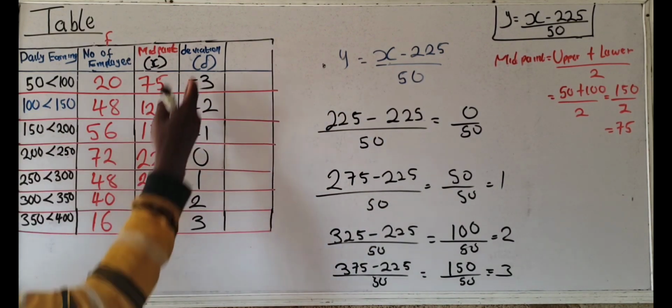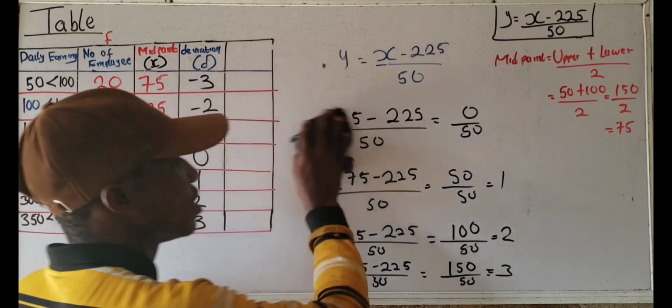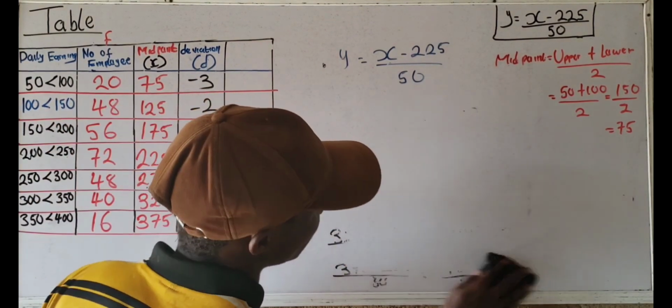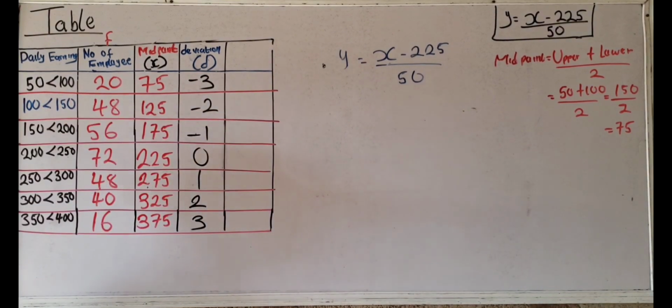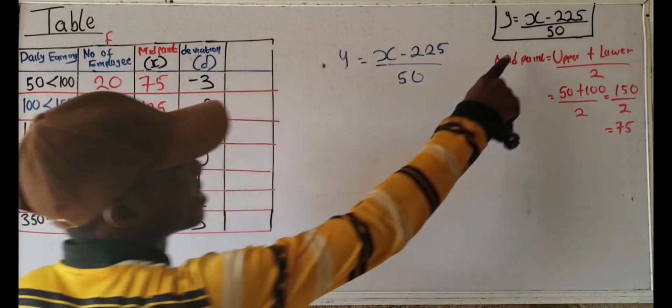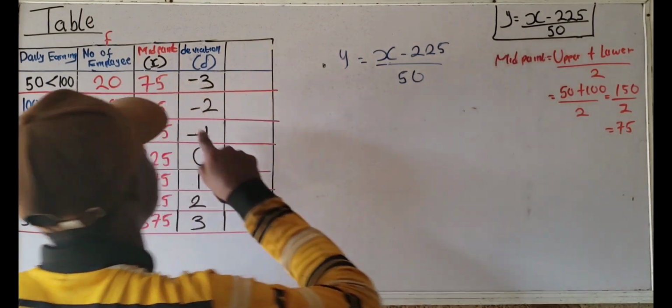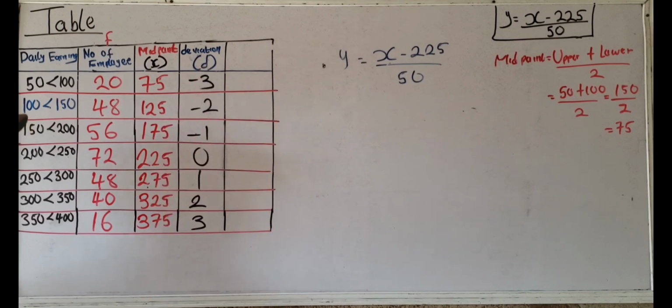Now, I'm very sure you understood how I got these values. If you didn't understand, listen to the explanation again. All I did was that they have given me a coded value of y equals x minus 225 all over 50. What I did was that I just replaced the value of x by the values of the midpoint that I got earlier. Then I get each value for the deviation.